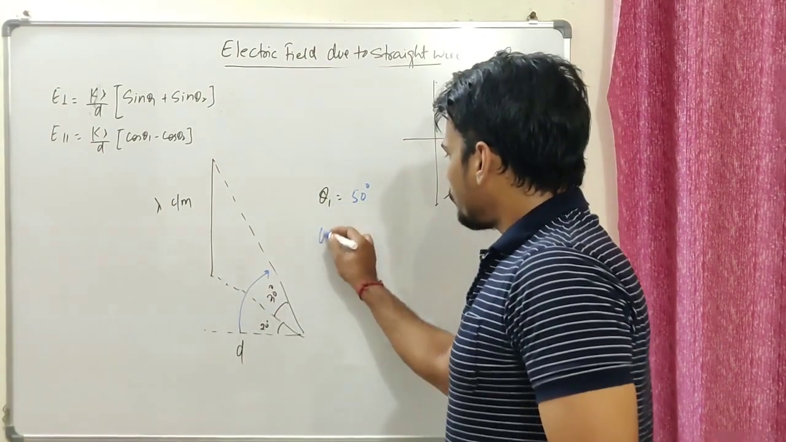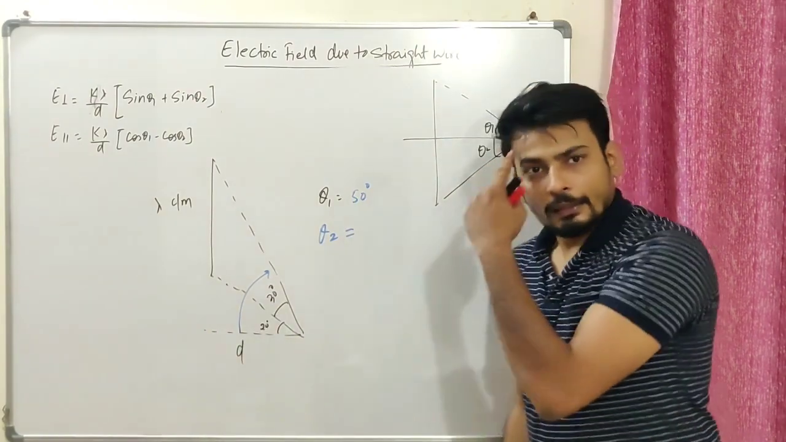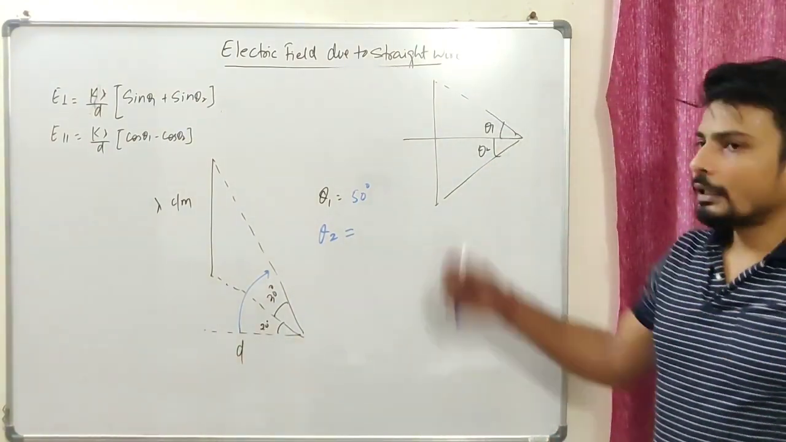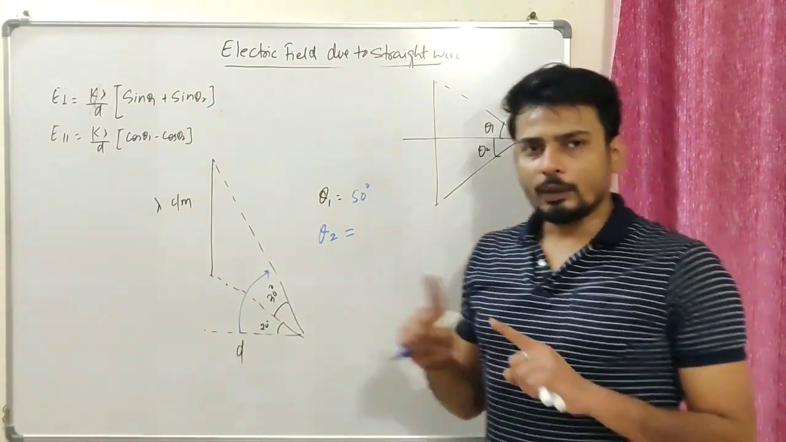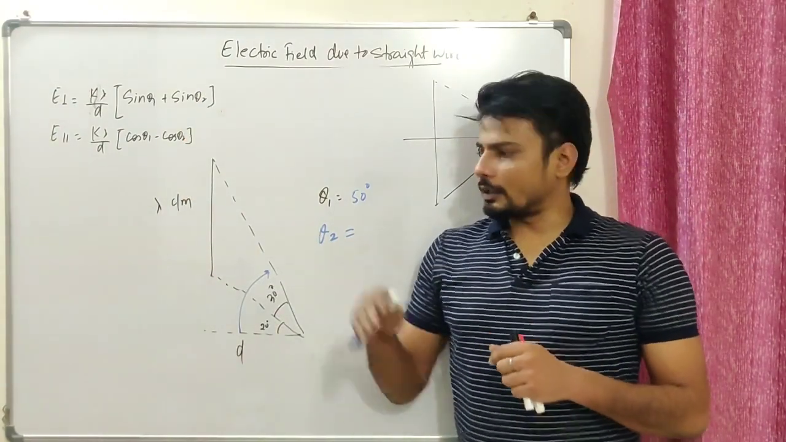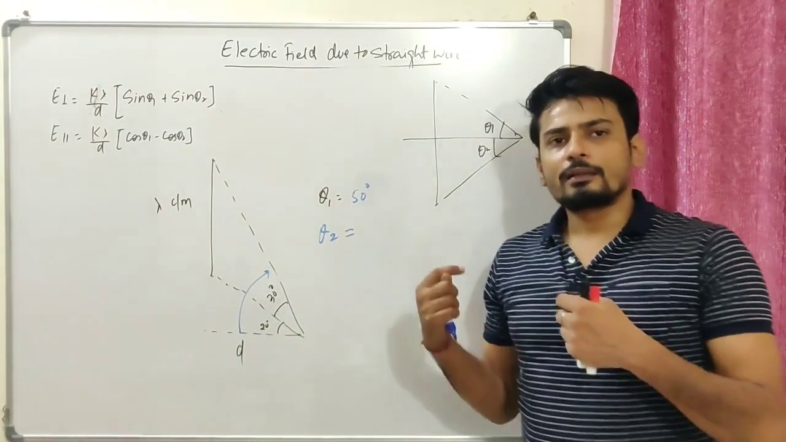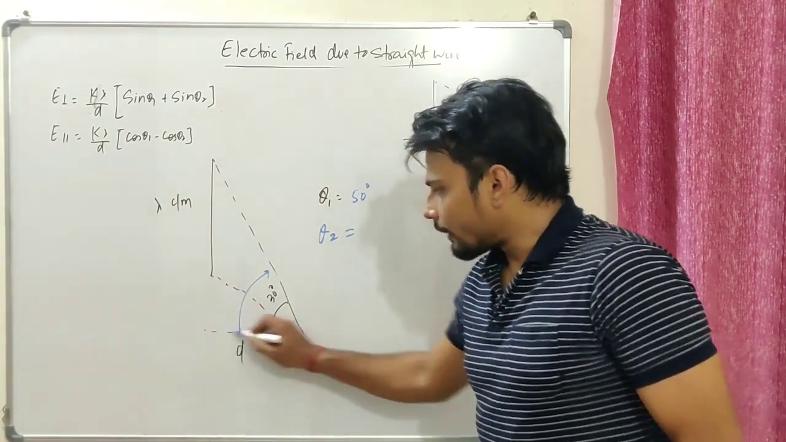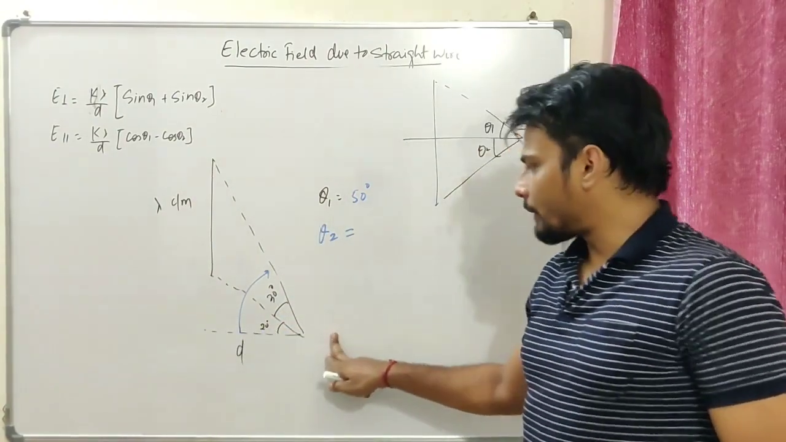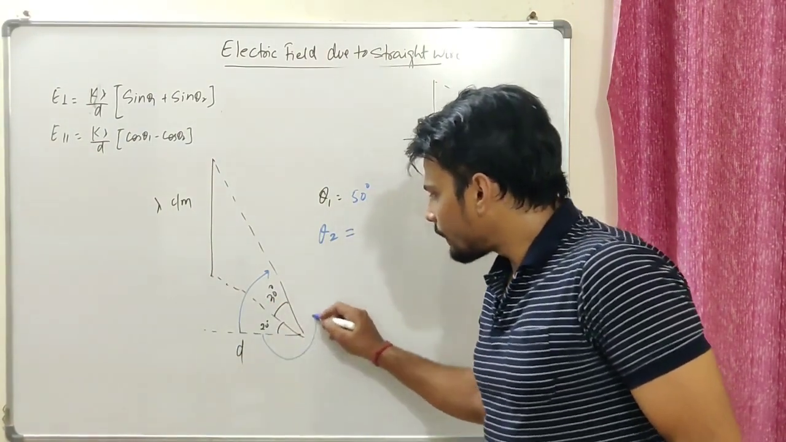Now theta 2 should be from here in the opposite direction, because in the derivation I have chosen the limit from negative theta 1 to positive theta 2. When I was doing that, I chose angle one clockwise and the other anti-clockwise. I'm going to stick to that. So the angle between the line joining the wire and the point at which we have to find the field and the second extreme point should be this angle.